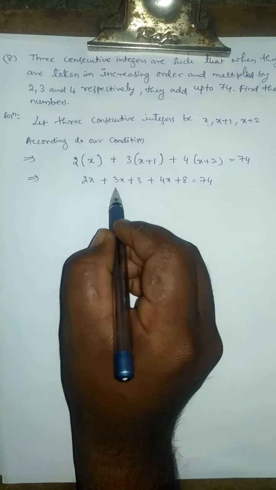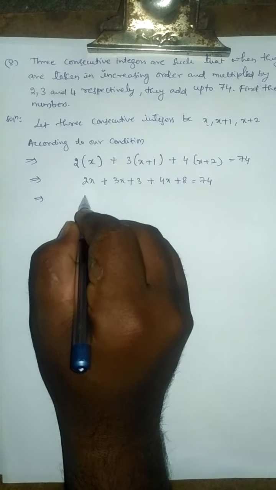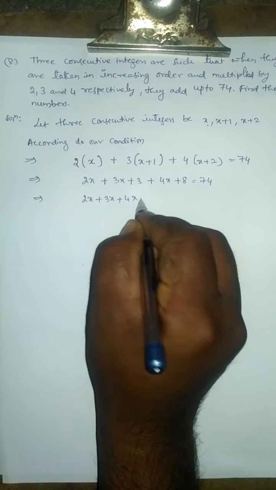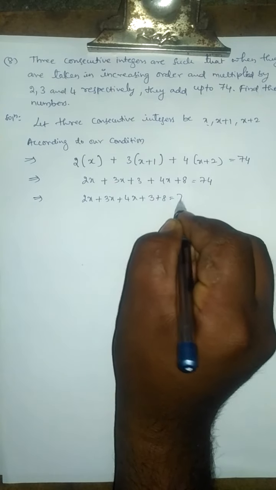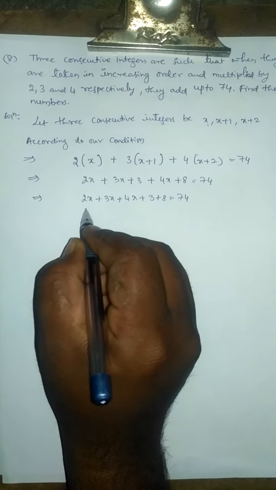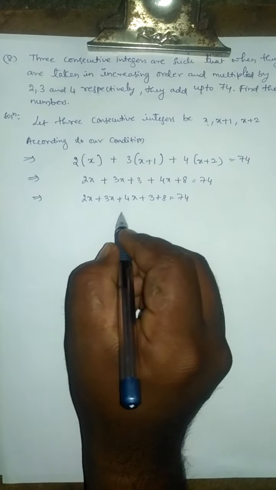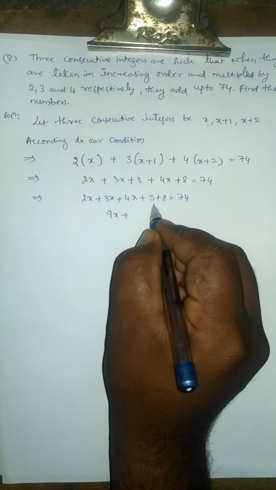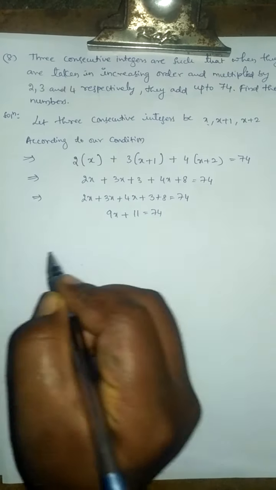This is variable part, variable part, variable part. So first we have to write variable part one side: 2x plus 3x plus 4x. Then constants I am going to write: 3 plus 8, that is equal to 74. Now 2x plus 3x, 5x. 5x plus 4x, that is 9x. Here plus 3 plus 8, 3 plus 8 is 11, that is equal to 74.